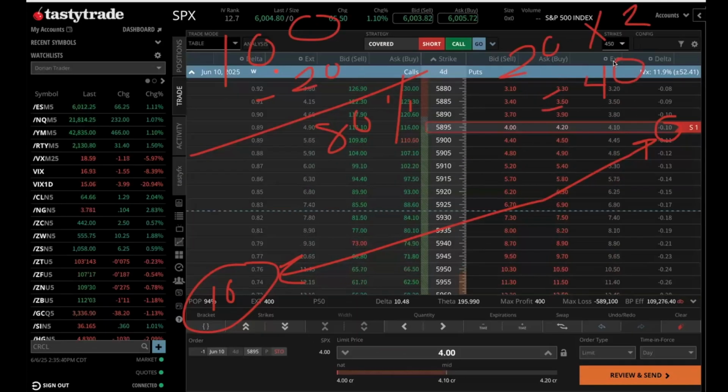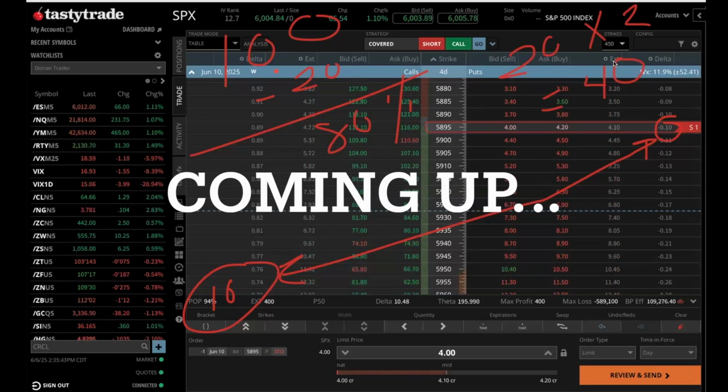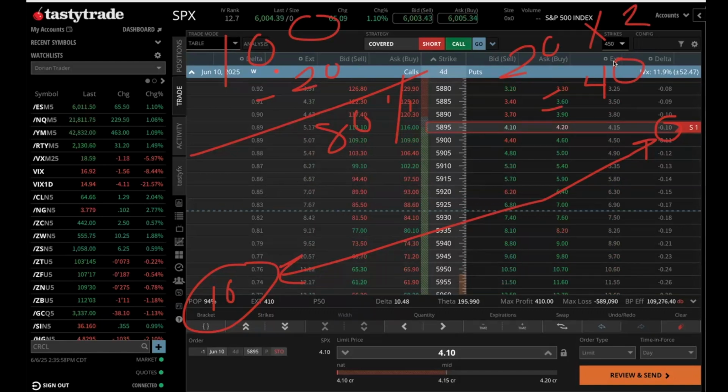You're going to have to adjust 40% of the time. It's actually a little less than that, but I'm going to drill it in your head. You have to adjust 40% of the time. So if you do not know how to adjust, you are doing yourself a disservice when you try to do this trade.